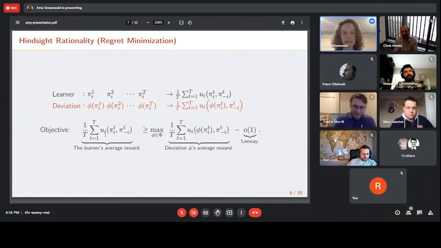And what we're looking at here is an objective, which is to say that the rewards that the learner achieves cumulatively through time, capital T, should be at least as good as any of the possible ways in which we could have applied a deviation function. So any of the possible ways in which we could have deviated to something else in this set, capital Phi. So our rewards from the learner should be as good as the best possible of all the deviation functions up to some small vanishing error. Okay, so hopefully that is clear. So we have a set of possible deviations, and there's nothing in that set that the learner wishes they had done instead. It doesn't have regret for not following any of those deviations.